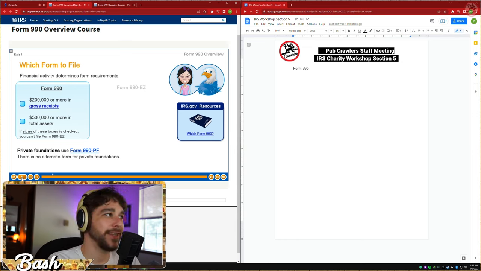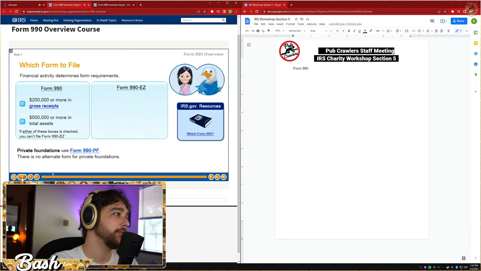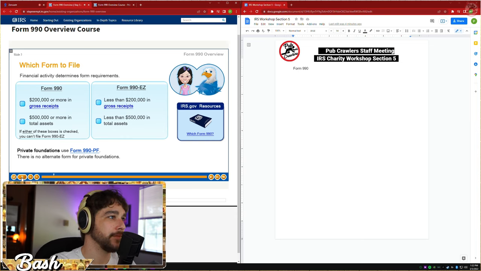it has to file the full Form 990. It makes sense. But we have a shorter form, the 990-EZ, for organizations that fall below the limits in both categories, meaning those with gross receipts under $200,000 and total assets below $500,000. Yay.